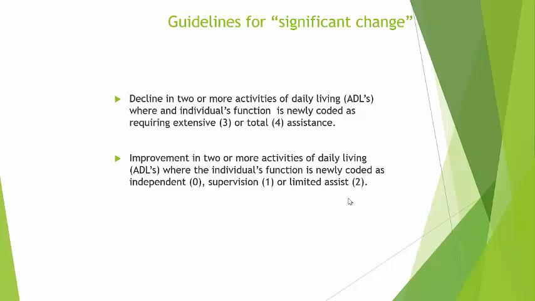participate in that activity. Or if there's improvement in 2 or more activities of daily living where the individual's function is newly coded as independent, supervision, or limited, so that means they no longer require extensive or total assistance. Their function has improved, so now they just need some limited assistance, which would be some contact guard assist. You're not bearing the weight of that individual. Or supervision, which is just supervision. You can stand back and allow them to do the activity, but somebody's present just for safety reasons. Or they're completely independent with their function.